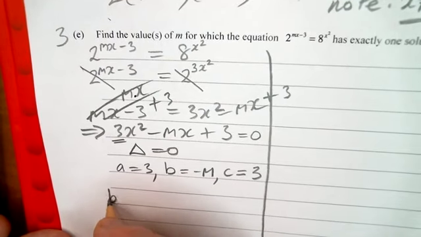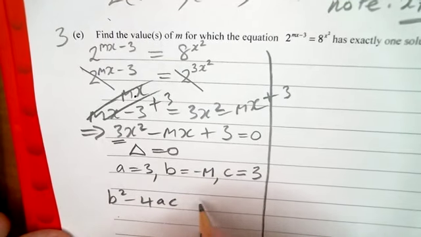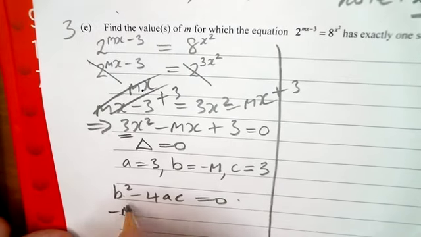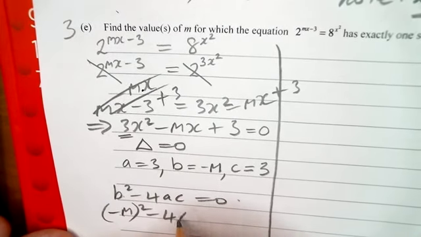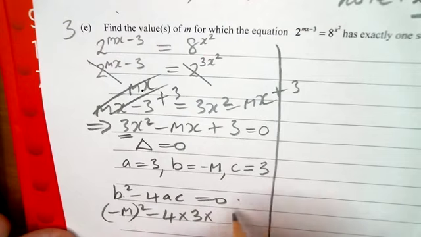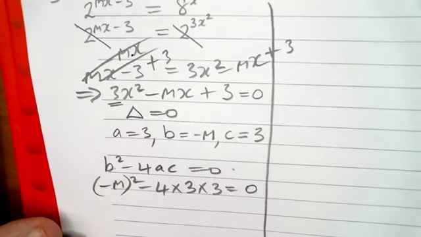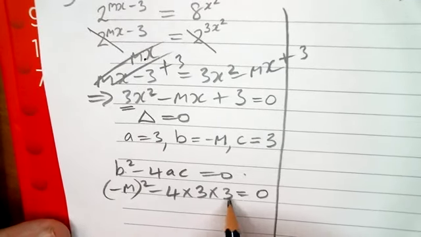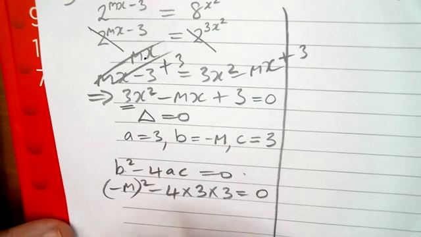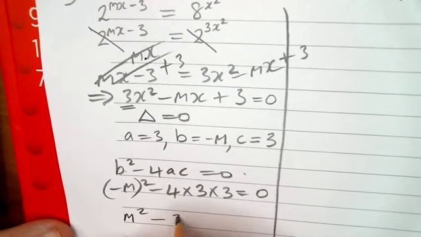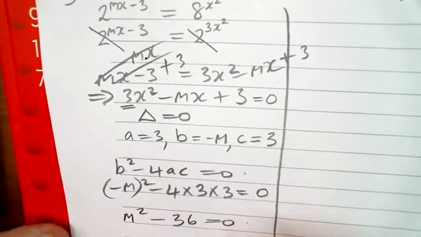So now let's populate the discriminant with all that. So we're going to have b squared minus 4ac is going to equal 0. b is negative m, so it's negative m all squared minus 4 lots of a, which is 3, c, which is 3. Are they both 3? Did I get that right? Yes, it can be true. Equals 0. Okay, so 4 3s are 12, 3 12s is 36. And it's going to be a negative. So we've got m squared minus 36 is equal to 0.